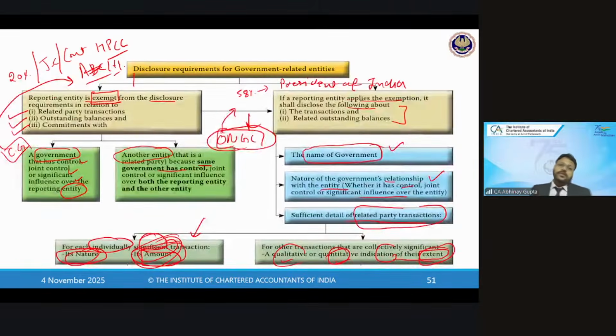For the company to opt for, what do you think? Sir, overall, there is not much difference in disclosure. Right. Overall, there is not much difference. Correct. I agree. Now, my question to you is, is this exemption mandatory to avail or optional to avail on the part of the reporting entity?